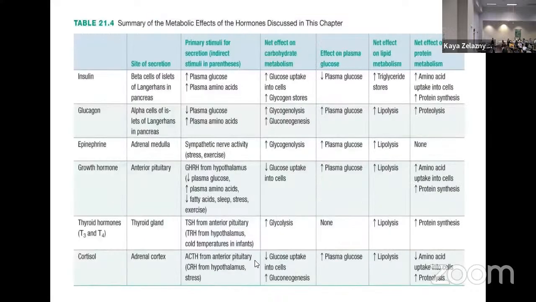And here's a chart also from your book, charting a bunch of the hormones that we discussed. This is in chapter 21. You can see that we talked especially about insulin and glucagon. We talked some about epinephrine, thyroid and cortisol. We didn't focus so much on growth hormone.